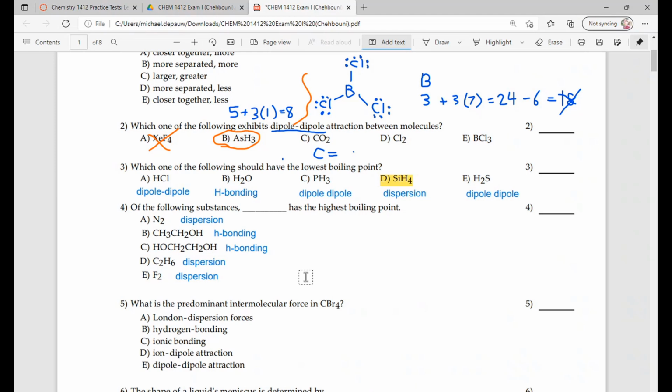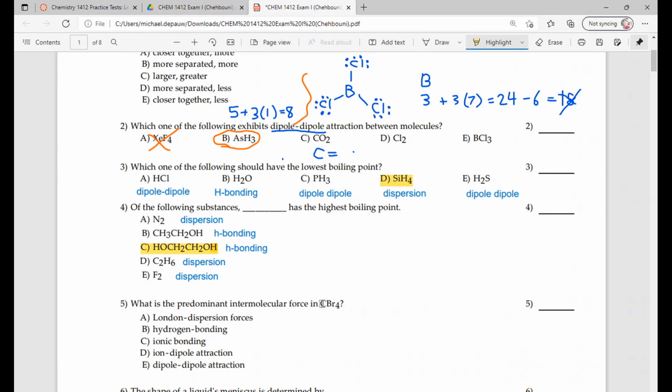Because remember, all molecules have dispersion forces. And in the case of C, it has 2 instances of hydrogen bonding, and it also has stronger dispersion forces. Both of those would give it a higher boiling point, much higher than ethanol. In fact, the name of this compound is ethylene glycol, and ethylene glycol is used in antifreeze.